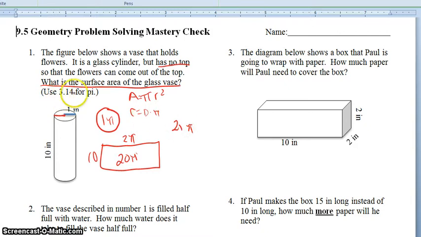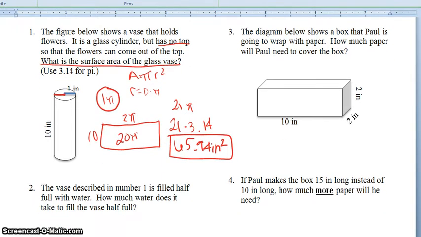And it said use 3.14 for pi. So what that means is instead of using the symbol pi, we need to actually use the number. So we're just going to replace the symbol with the number that it represents. So 21 times 3.14. You can do that using lattice. I'm going to use my calculator. That gives you 65.94 inches squared of glass. That's the surface area of that vase.